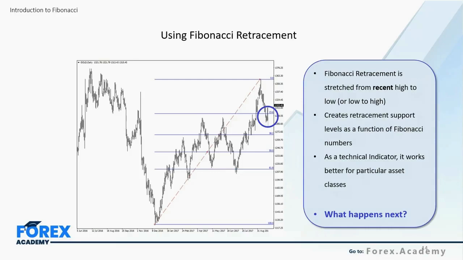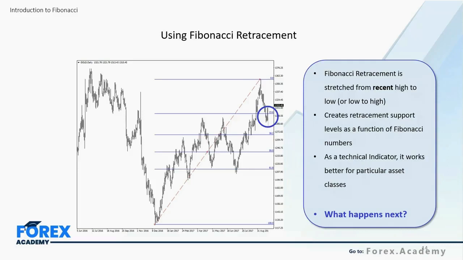We look for a recent real high or low point, or a high to low, and actually stretch the indicator from those areas. That stretches across our Fibonacci retracement levels of support and resistance. So it creates these retracement support levels as a function of the Fibonacci numbers. As a technical indicator, it works better for particular asset classes, and we will discuss that again in more detail.